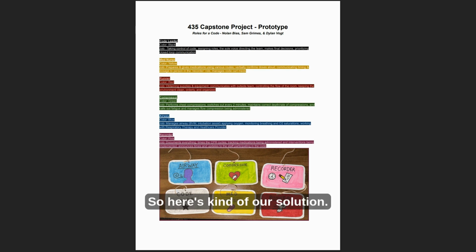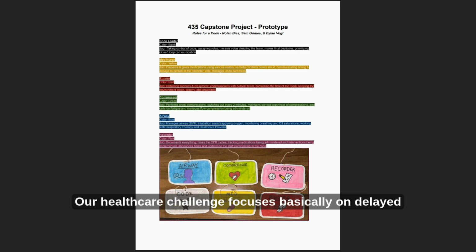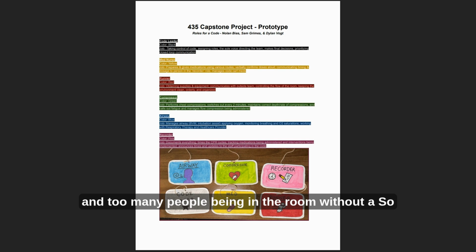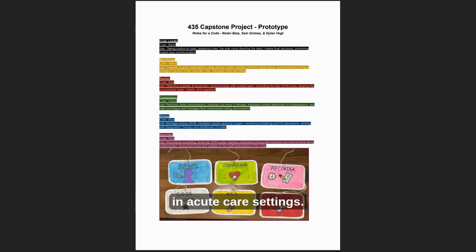Here's kind of our solution. Our healthcare challenge focuses basically on delayed responses to codes, strokes, rapid response events, along with miscommunication, role confusion, and disorganization during high acuity situations. These issues often lead to slower response times, staff being unsure of their responsibilities in the midst of the chaos, and too many people being in the room without a clear direction. So, our target population includes frontline hospital nurses and support staff working in acute care settings.